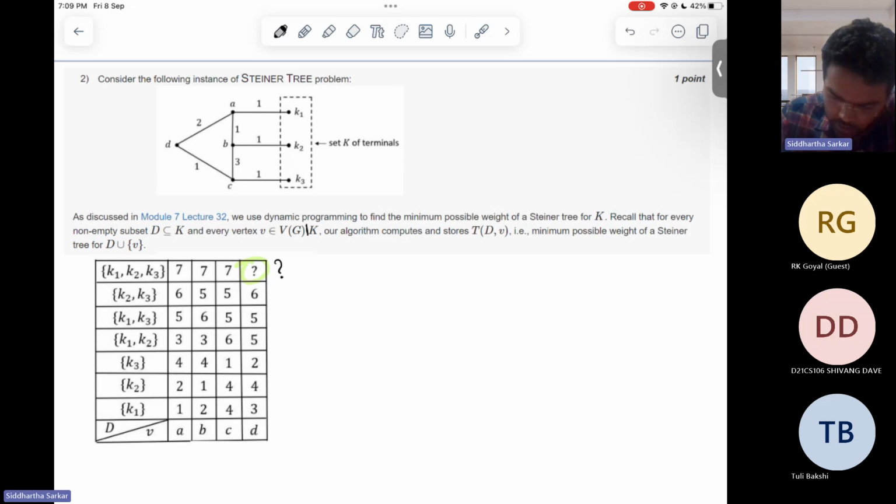So there is an entry T of D comma V corresponding to D, which is a subset of the terminals, and a vertex V, which is a non-terminal. For every non-terminal and every subset of the set of terminals, there is an entry in the DP table. And what does this entry signify? This entry is the minimum possible weight of a Steiner tree connecting this subset of terminals as well as V.